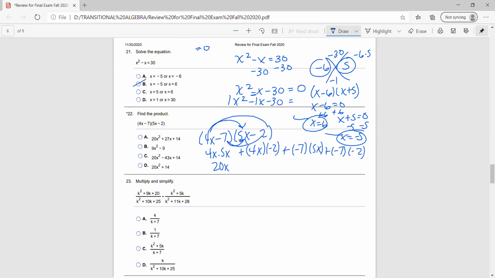So we're going to get 20x squared. 4x times negative 2 is a negative, so we're going to end up with minus 8x. Negative 7 times 5 is a negative, so minus 35x. Negative 7 times negative 2, positive 14. These two can come together, so 20x squared, negative 8 minus 35 is going to be negative 43x plus 14. Okay, and so on 22, the correct answer is C.